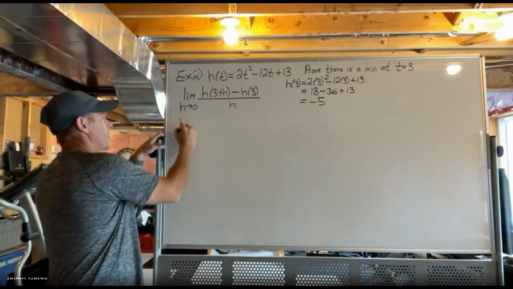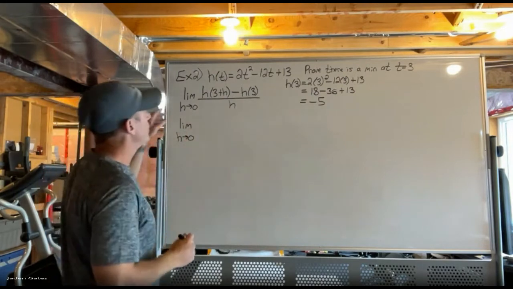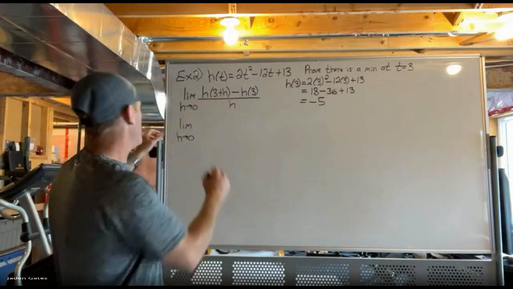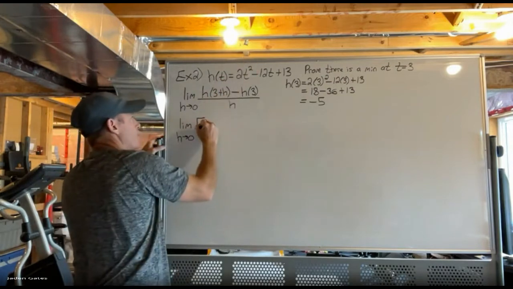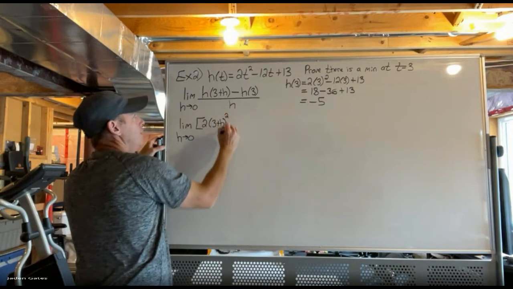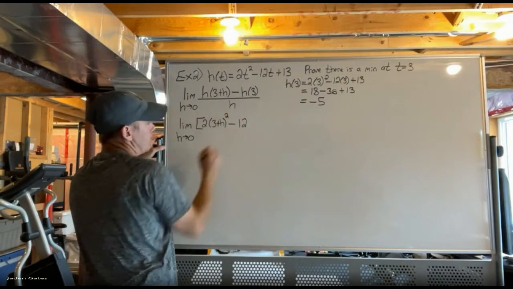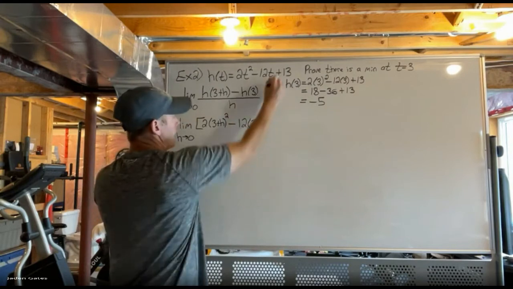So I'm going to find the limit as h approaches 0. I got to find, again, I'm going to use square brackets at the start just to separate things. So 2t squared is going to be 2 times 3 plus h squared. Minus 12 times t, which is going to be minus 12 times 3 plus h. Plus the 13.